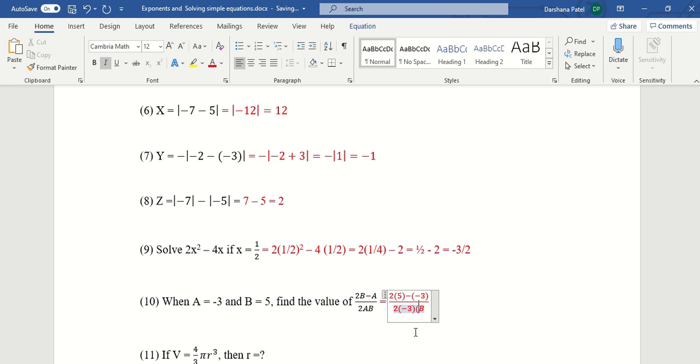b, which is 5. Now for this one here, what we can do here is, we have 10 minus 3 will be plus 3. So 10 plus 3 will be basically 13 in the numerator. So the numerator will become 13. Denominator, it's 2 times negative 3 times 5. So 2 times negative 3, we can simplify to negative 6 and times 5. So we'll get 13 divided by negative 30. We cannot reduce this further because 13 is a prime number.